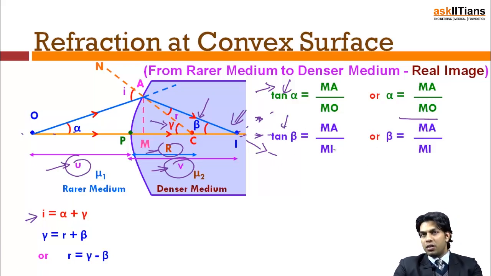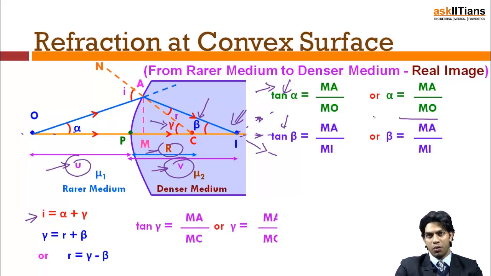So again, tan beta will check out to be beta is equal to MA by MI. Just looking at the triangle, it's a simple trigonometric ratio, so you don't need to be worried about it. If you are still feeling butterflies in the stomach regarding this concept, just try to work along with what's being written over there, and then you will figure out why they were introduced in the first place. The agenda is relating u, v, r, angle of incidence and angle of refraction, the parameters describing refraction. So tan gamma will be MA by MC, or gamma checks out to be MA by MC.